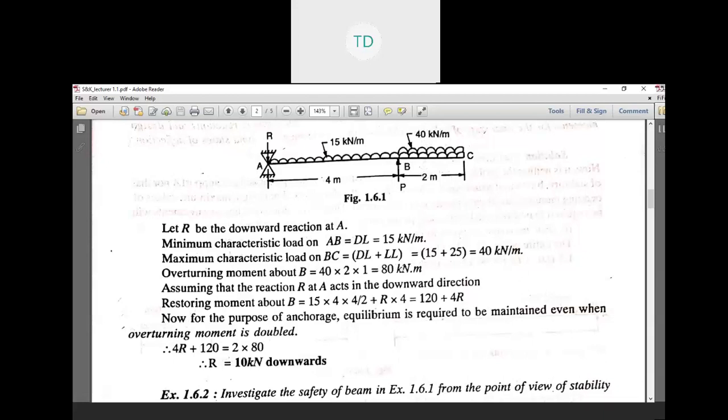As we know from mechanics of solids, the load transfer mechanism of UDL is W into L into L by 2. So the total W is equal to 40, L is equal to 2, and L by 2, half of 2, is equal to 1, and we get 80 kilonewton meter. Assuming that the reaction RA at A acts in the downward direction. This is the assumption.